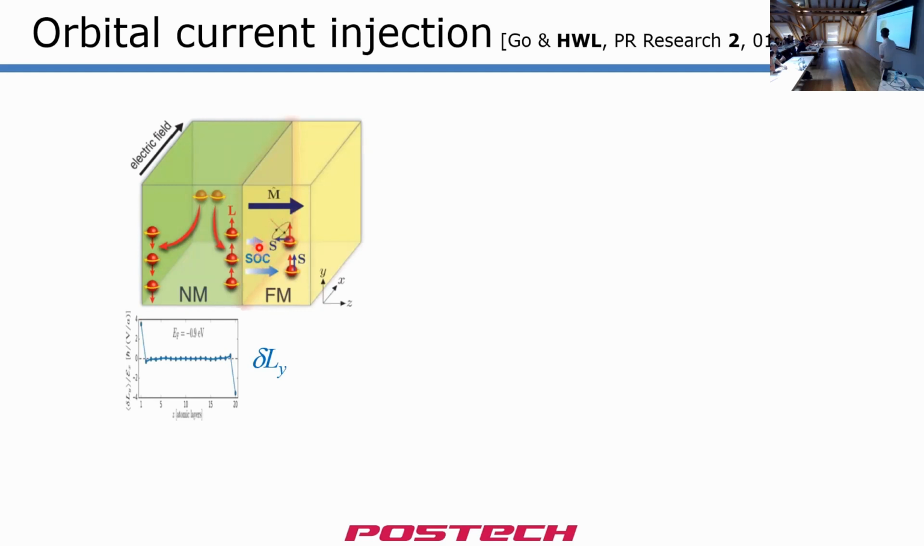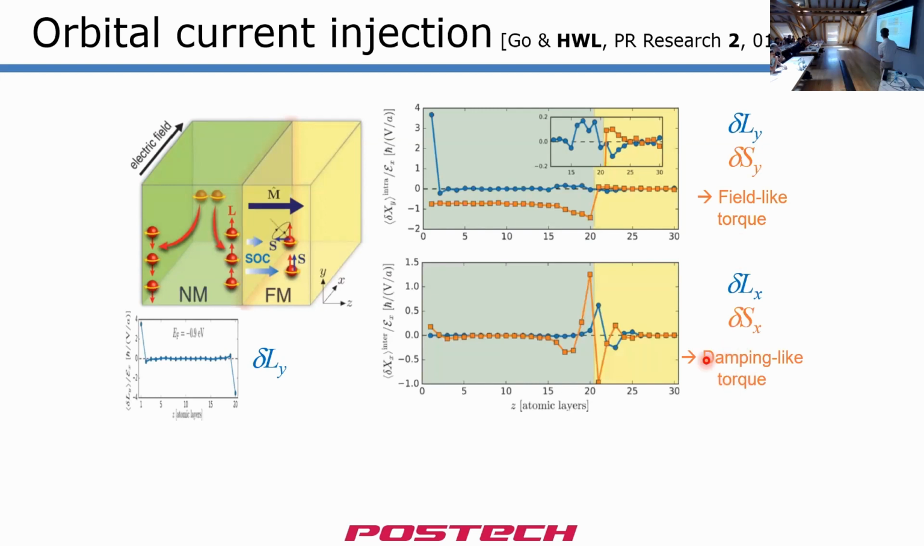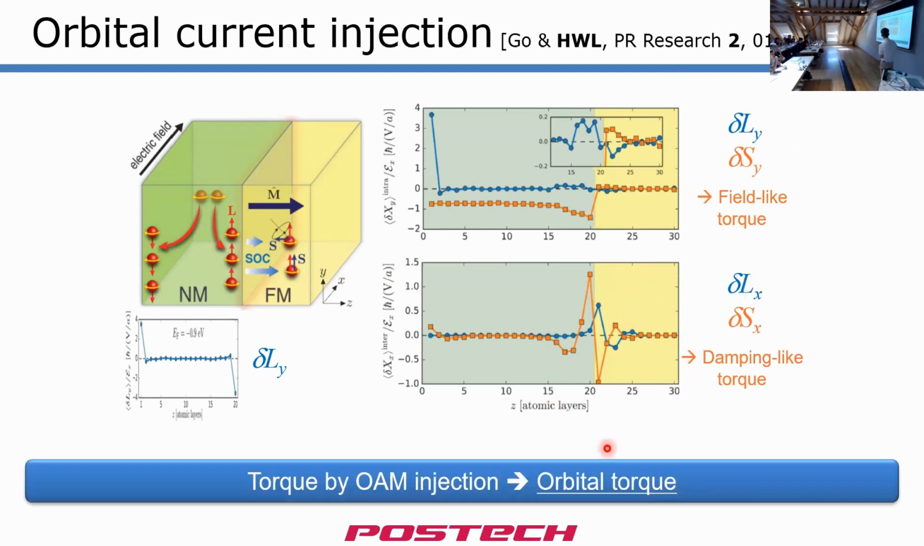And if that angular momentum can be delivered to the ferromagnet, then we will have a torque. That is what we call orbital torque. So we did a simple model calculation, and we found that both a field-like torque and a damping-like torque arise. And depending on material details, this may be bigger or that may be bigger. But anyway, the thing is that orbital angular momentum injection can generate torque.